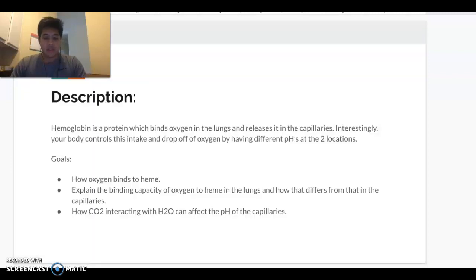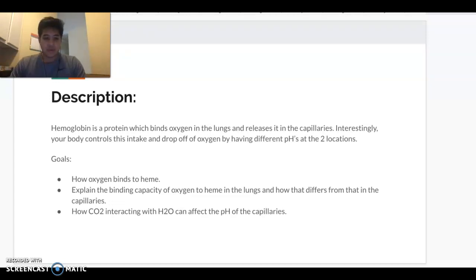So let me go over the description for this week's topic again. Hemoglobin is a protein which binds oxygen in the lungs and releases it in the capillaries. Interestingly, your body controls this intake and drop-off of oxygen by having different pHs at the two locations.